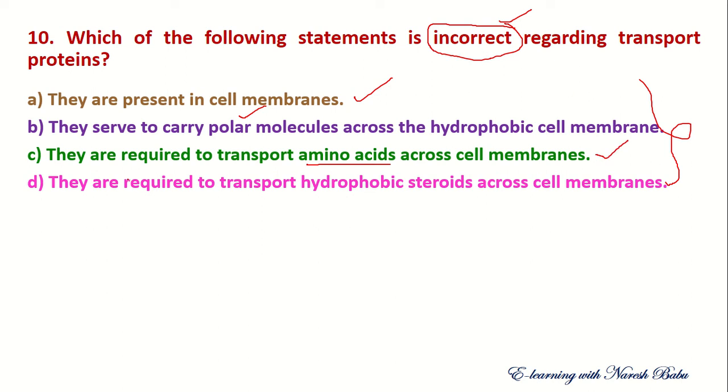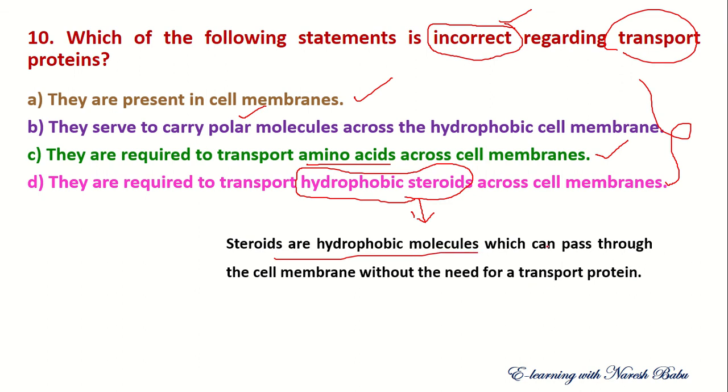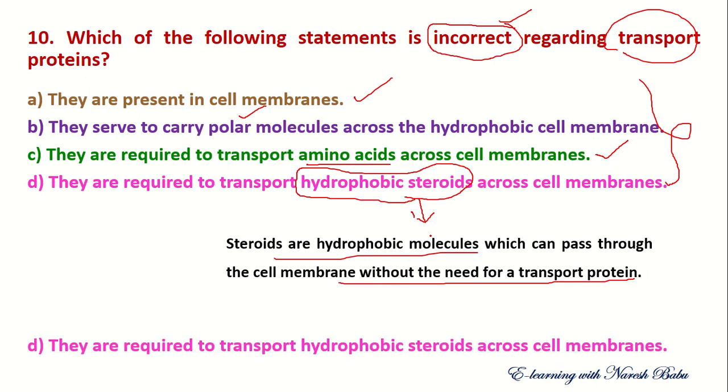But what is incorrect is that they are required to transport hydrophobic steroids across the cell membrane. Steroids are mostly hydrophobic, nothing but lipophilic in nature. Lipophilic means they easily cross the cell membrane. There is no need for transport proteins in the transport of steroids. Steroids are hydrophobic molecules which can pass through the cell membrane without the need of transport proteins. So the answer is D. They are required to transport hydrophobic steroids is the incorrect statement regarding transport proteins.